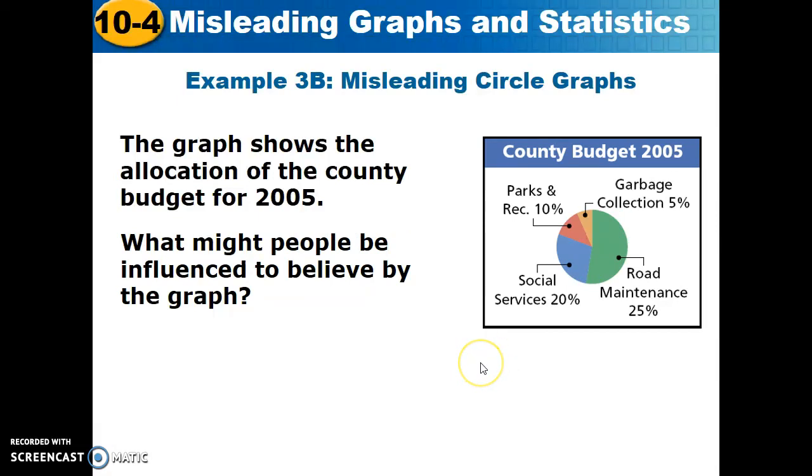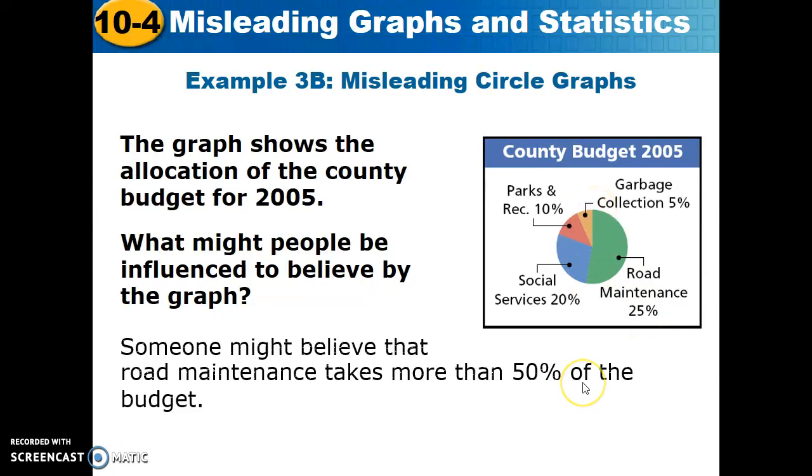What we might be influenced to believe is that road maintenance, while it states that it's 25%, on the graph actually looks like it's more than 50% of the budget.